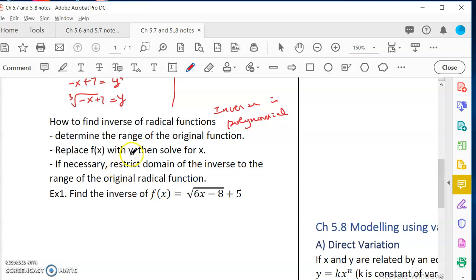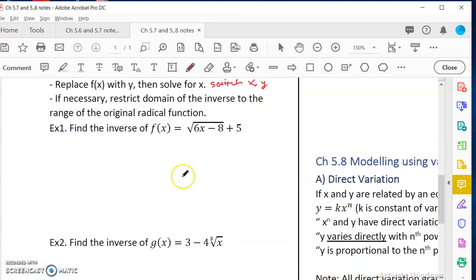So determine the range of the original function first, and then do the 3-step or 4-step process. We replace with y, solve for y, restrict, solve for x, and then switch. I think we should also switch x and y. You can switch x and y first and then solve for y, or you can solve for x and then switch x and y. So let's do this example.